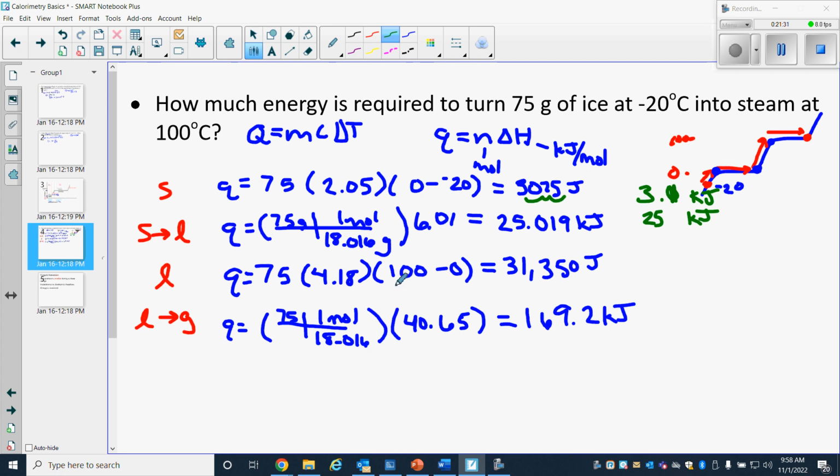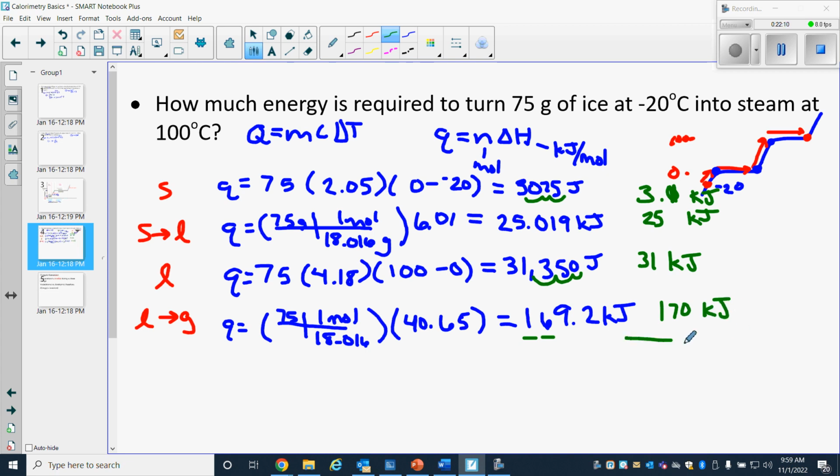For liquid, yet again, it's in joules, so we would need to move the decimal 3 times to change into kilojoules. 75 has 2 sig figs. 100, whenever we include that ones place, will have 3 sig figs. So yet again, we need to round to 2. So this will be 31 kilojoules. And then our last one, we had 2 sig figs with 75. So if we round this to 2 sig figs, it's going to be 170 kilojoules.